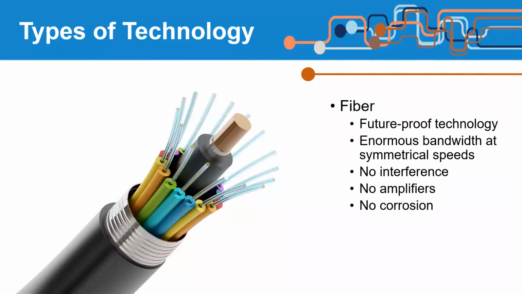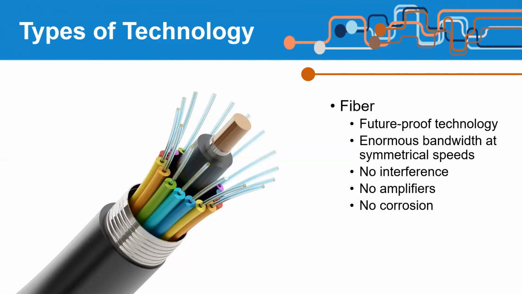So what is fiber? I already described that it's a technology that allows the transfer of data using light pulses. We say it's future-proof. And the reason for that is because this is an asset that is going to be necessary for the long haul, for generations. Part of that is because it has enormous bandwidth, it can provide data transmission at symmetrical speeds, and it's not subject to some other types of limitations that you see with other types of broadband delivery technology.